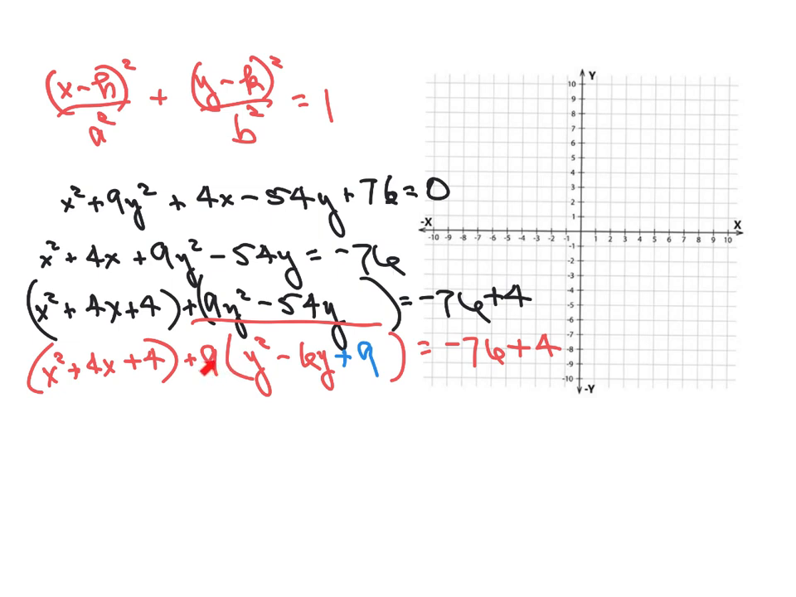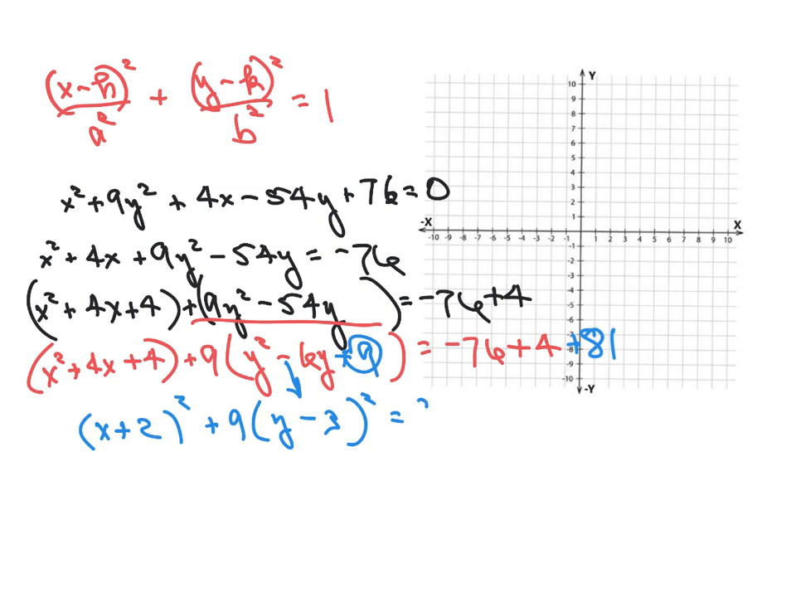So if I were to put the 9 back in to get my original problem, I'd have to multiply this times this, this, and this. So I really added 81 to that side. Okay, so don't forget to do that. All right, so that gives me x plus square root of 4 is 2. And I will leave that 9 there. And I've got y squared minus square root of this 9 is 3 equals negative 76 plus 81 plus 4 is going to give me 9.